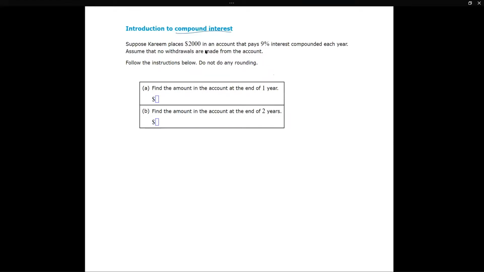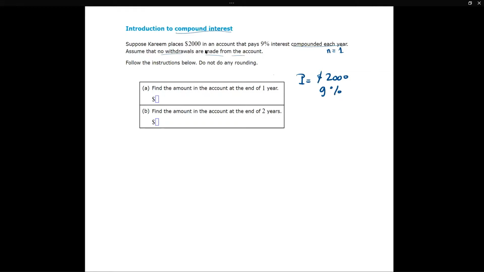So we have Kareem places $2,000. So this is what we usually call the principal in an account that pays 9% interest compounded each year. Each year means n equals 1 if you're using the formula. Once a year it gets compounded. Assume that no withdrawals are made from the account. So it's good that this is mentioned, but if it's not mentioned, you're going to assume that anyway.